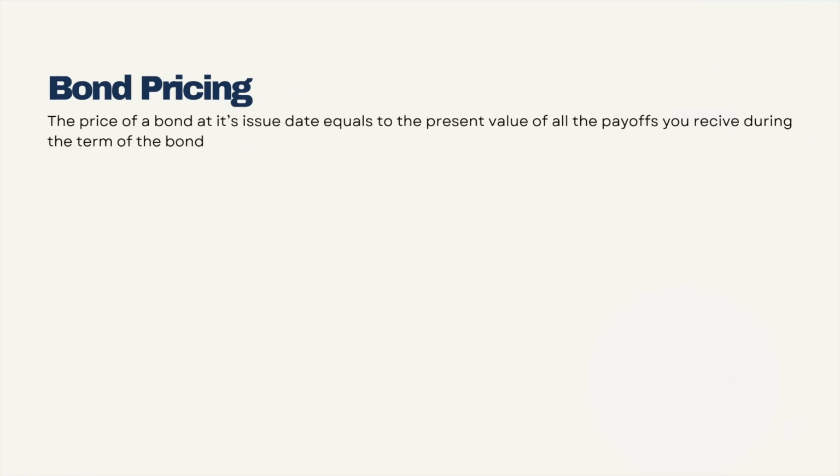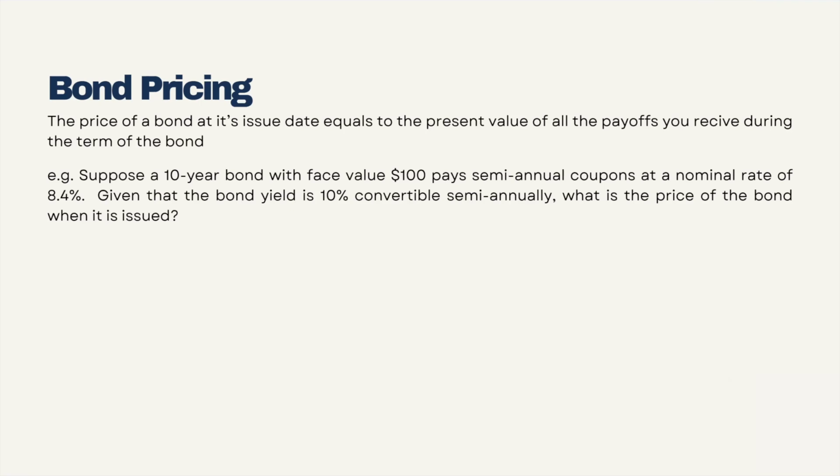Now that we understand how to calculate the accumulation function, present value, time value, as well as yield, we can proceed to calculating bond prices. To calculate the price of a bond, all you have to do is compute the present value of all the payoffs you receive during the term of the bond. Let's take the help of an example to understand how to calculate bond prices better.